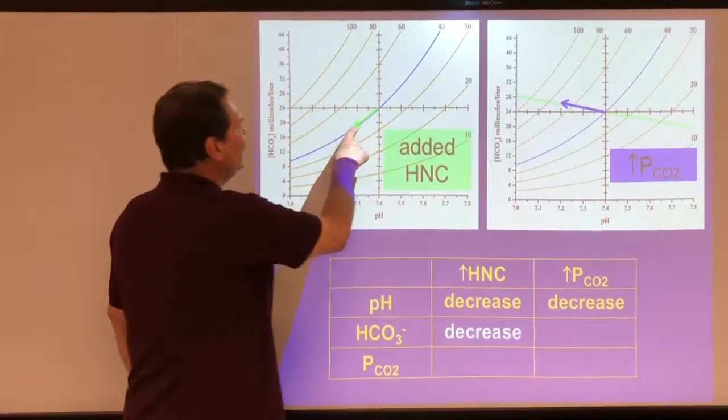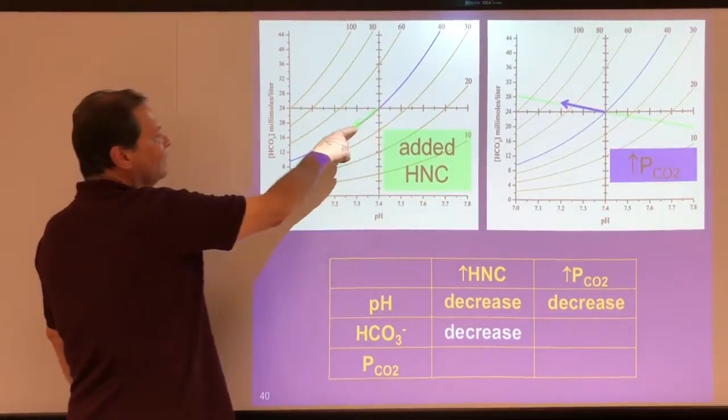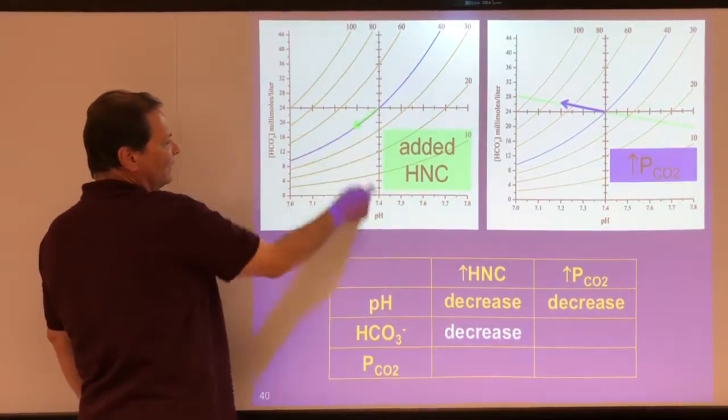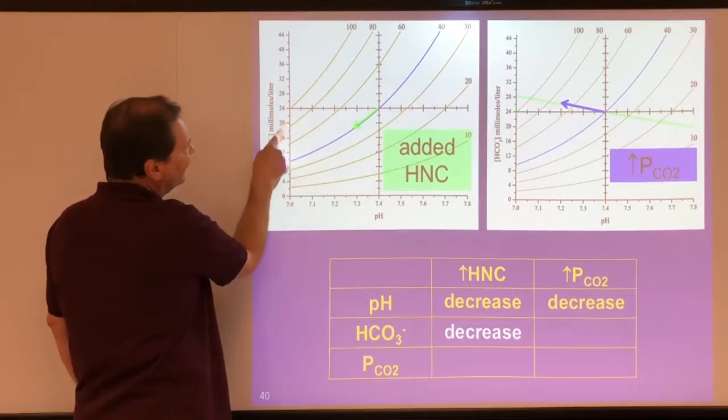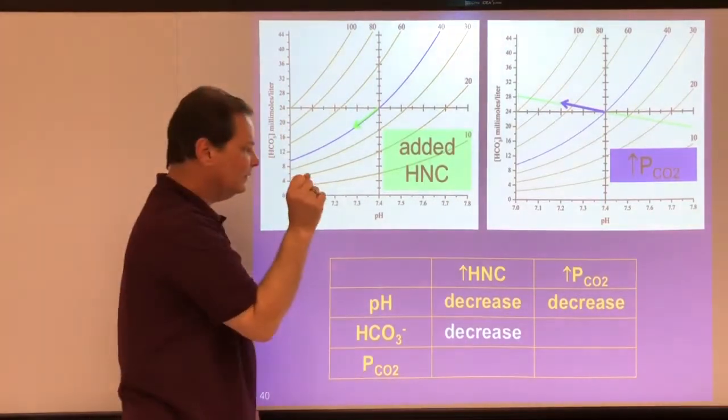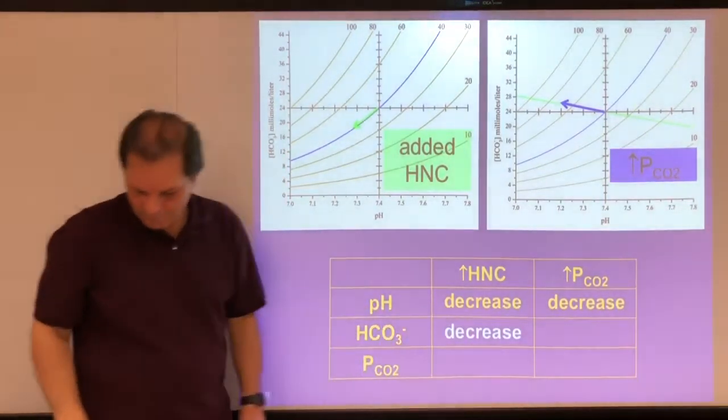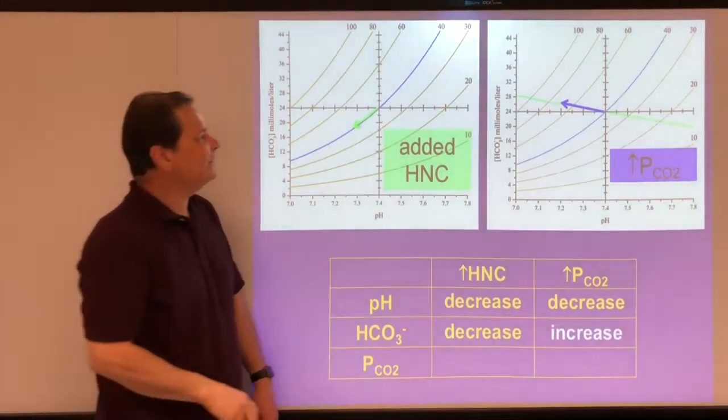And you can see that here on the Davenport, we're going down along our 40 isobar, pH is dropping, and our bicarb is dropping right along with it, okay? Decrease, decrease.